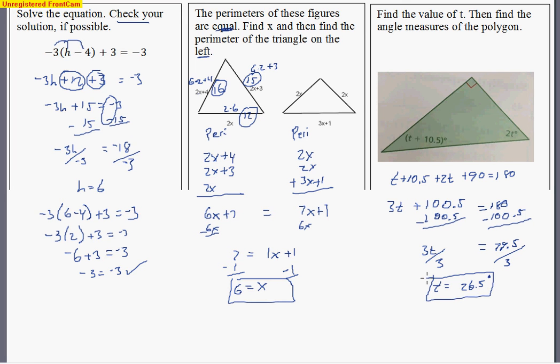But then they say find the angle measures. Well, when we plug in, we got 26 and 5 tenths plus 10 and 5 tenths. That's going to end up giving me 37 degrees. So 37 degrees there. And then when I do 26 and 5 tenths times 2, that gives me 53 degrees for this one. And this one I know is 90 degrees.